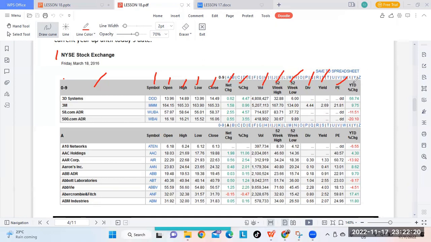And for the last column, column number 15, YTD percent change, or ang ibig sabihin ni YTD is year-to-date percent change. This describes the return so far for this year, the period beginning 1st of current year up until today's date. So that's how to read a stock table.